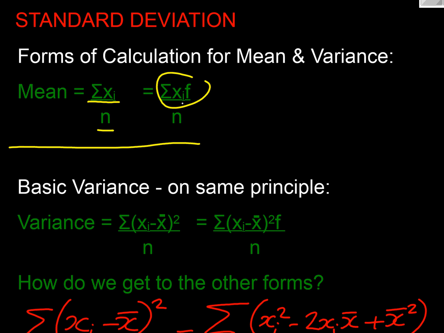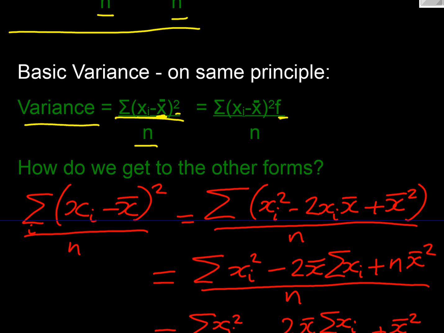Sometimes it's written in this form where you've got the sum of the x values multiplied by their frequencies, all summed up, and divide by n. Very similar approach for variance, where we've got our x values and their deviation from the mean, the x bar. Then we're going to square it. We're going to sum that lot up, and then we're going to divide by n, sometimes written with the frequency there. So how do we get the other forms that you see in our tables?